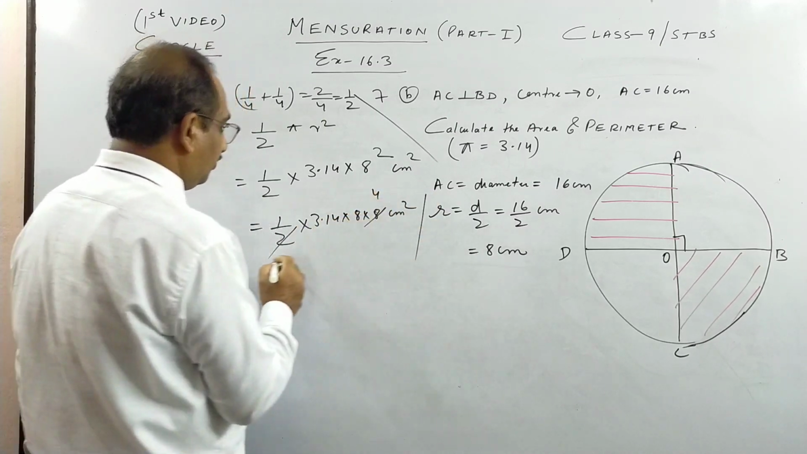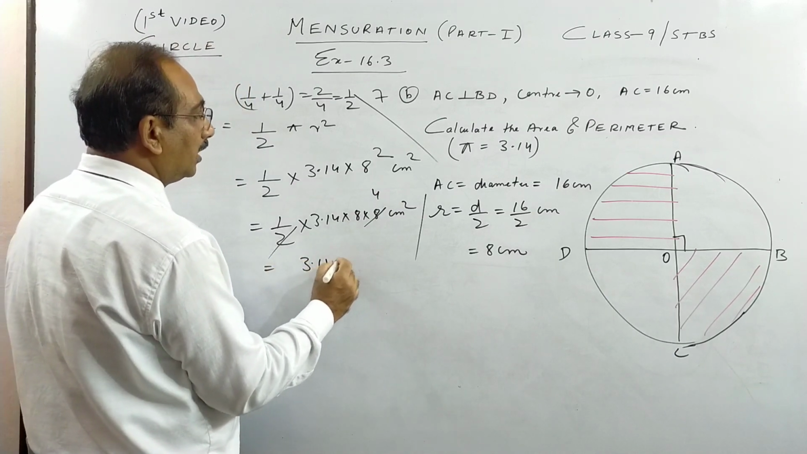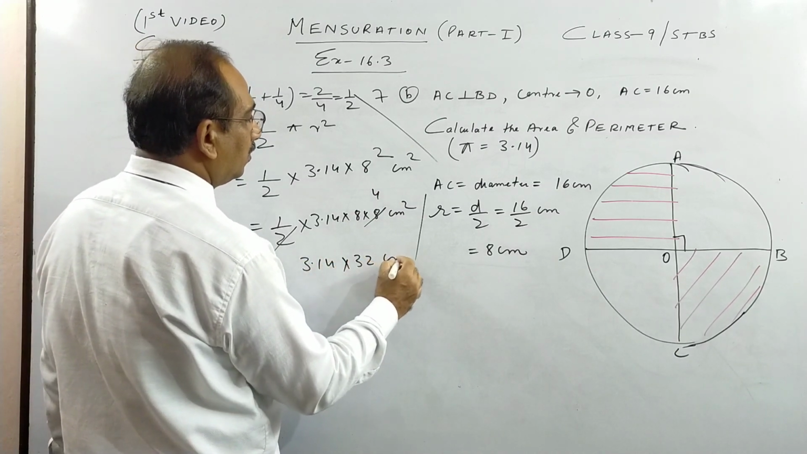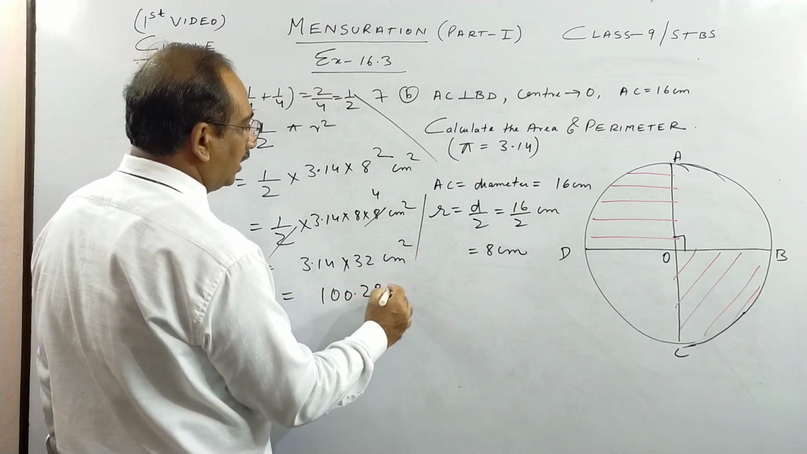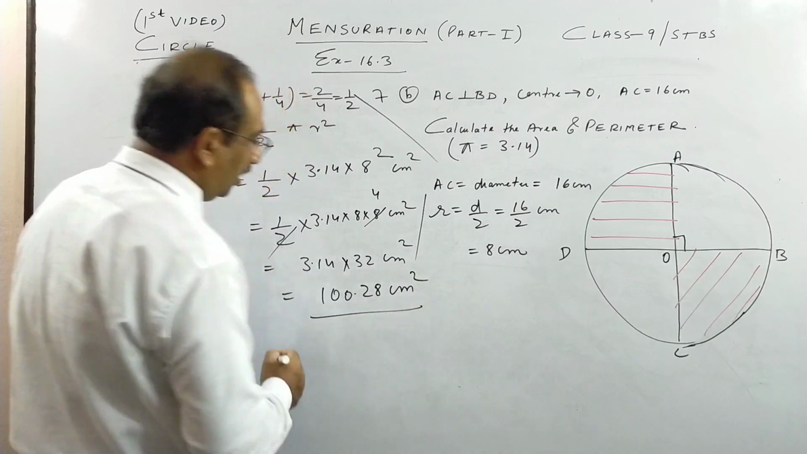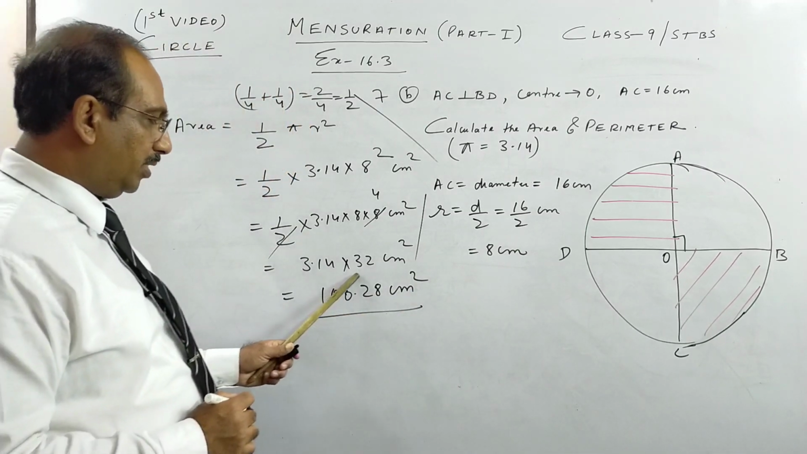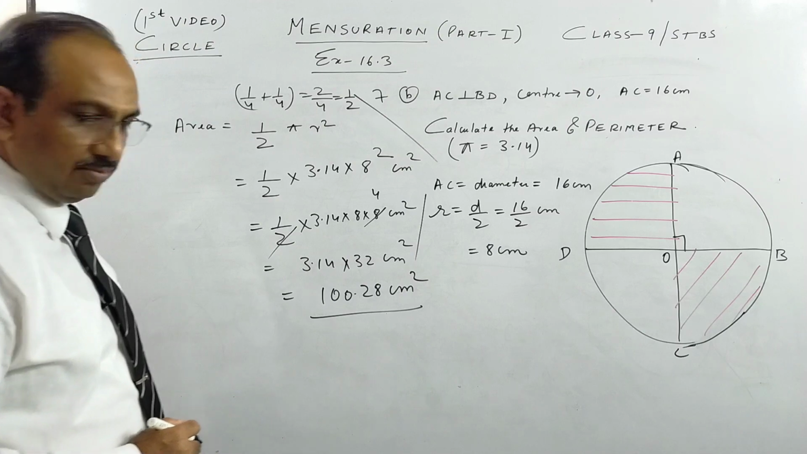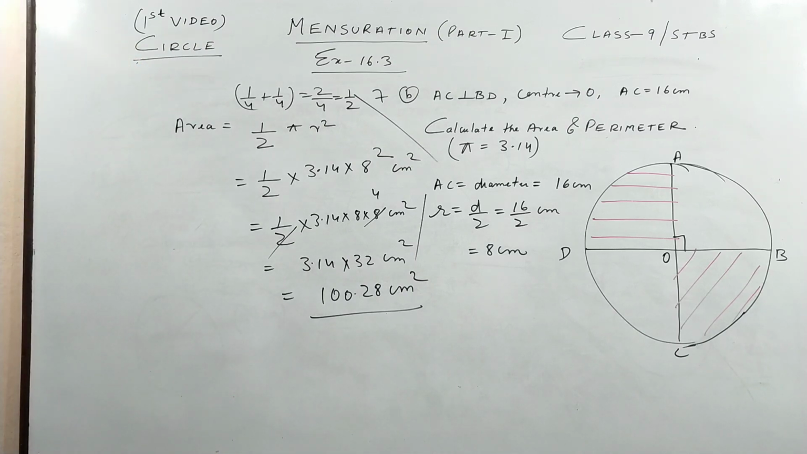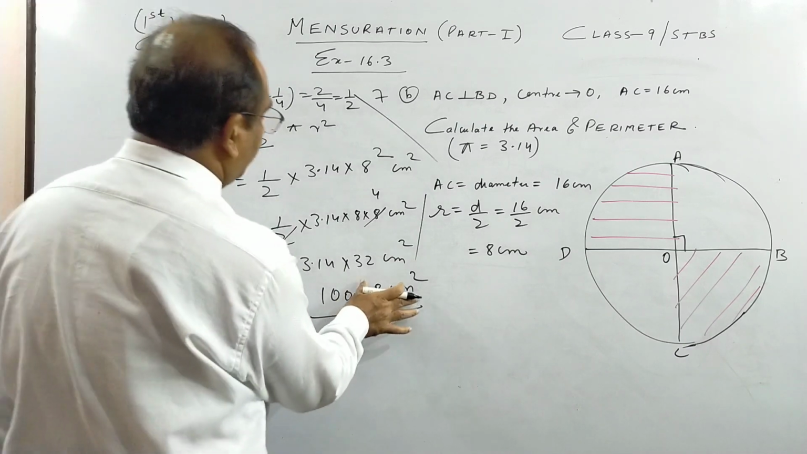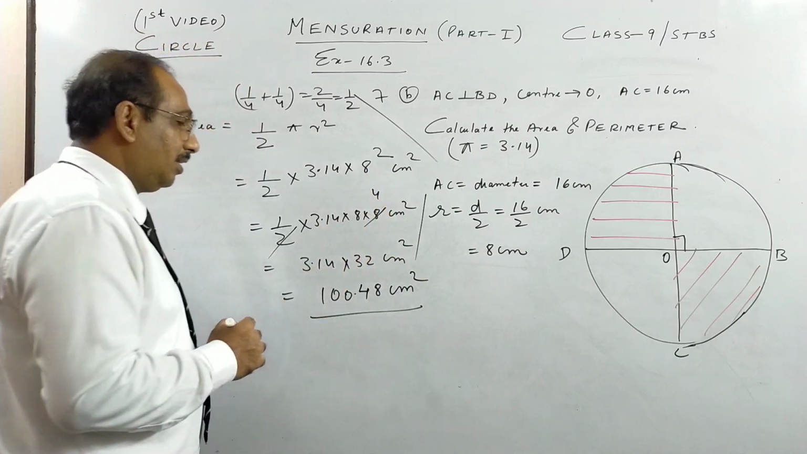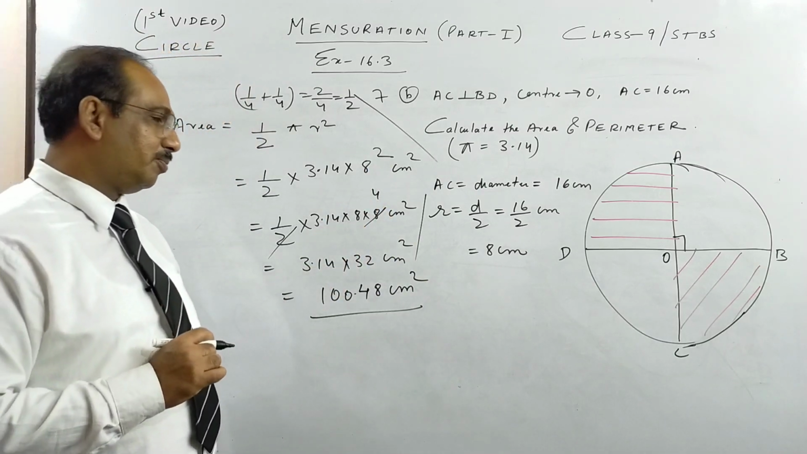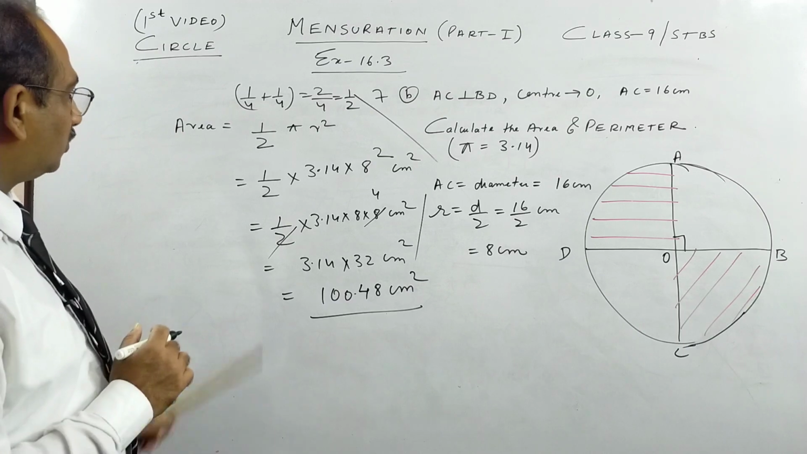You cancel with 4. You get this into 32. So if you multiply, children, I think you will get this value. So to save your time, I have multiplied, and your answer will be 100.48 centimeter, not 28.48. So I know all of you are in class 9 and you can at least do multiplication properly. Now next thing, so this was about area.